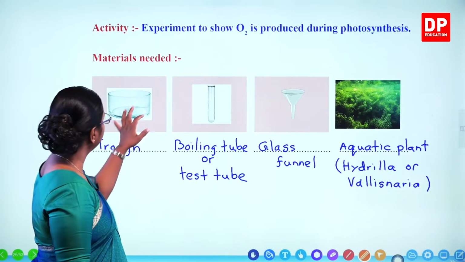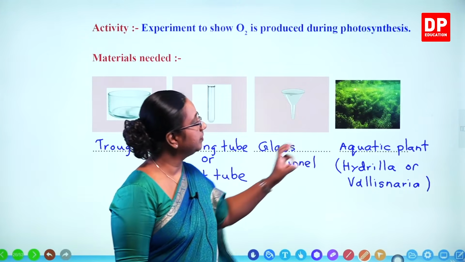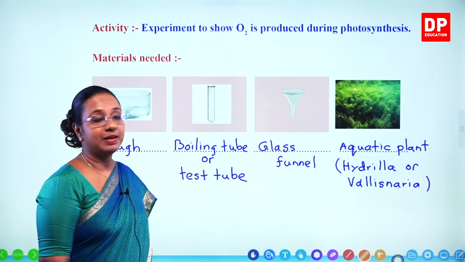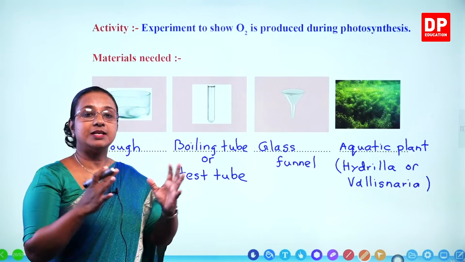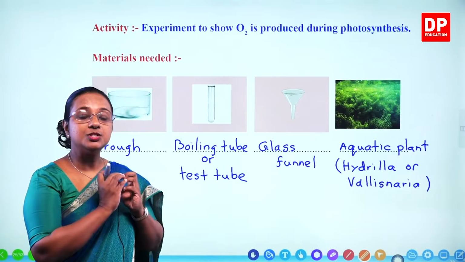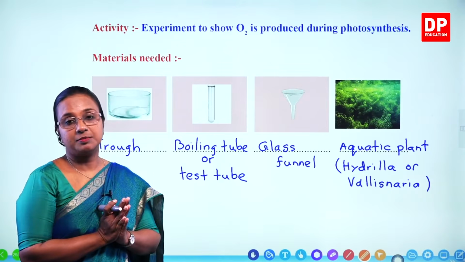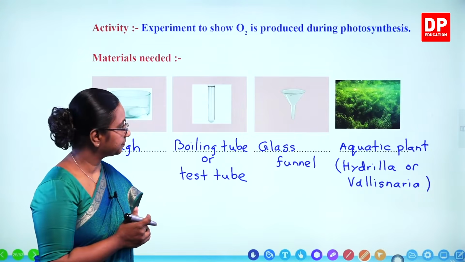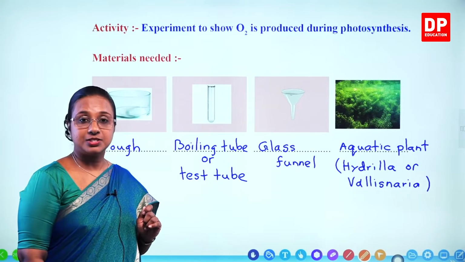What we do is we take water into a trough and into that we put this aquatic plant, and over the aquatic plant we place the glass funnel, and we make sure that the aquatic plant is contained within the funnel only. So we use only a small amount of the aquatic plant, enough to collect sufficient amount of gas that will be evolved during the activity. And on that we have to place this test tube.